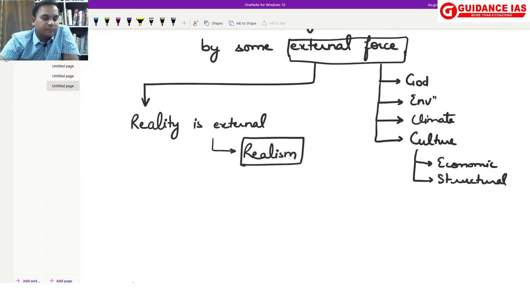Yes or no? Tell me. Isn't it a manifestation of realism in a way? Yes or no? Tell me quickly.